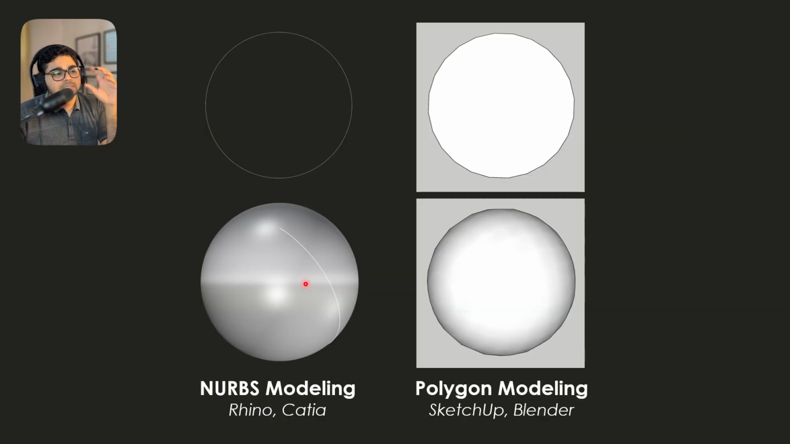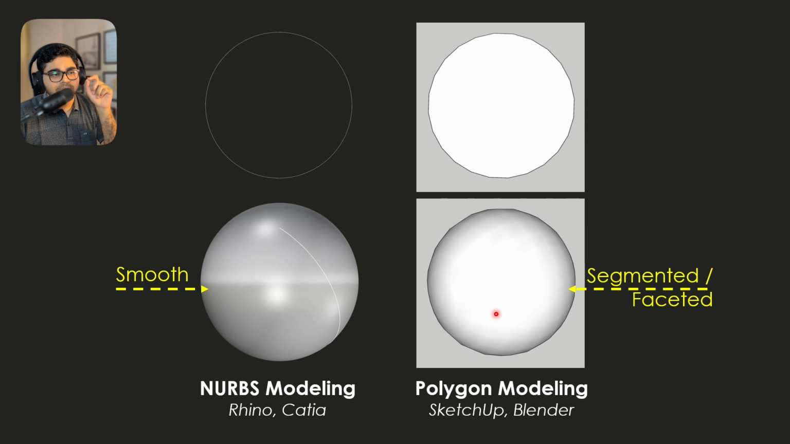So I try to compare this with another type of modeling, which is polygonal modeling. In NURBS modeling, we have tools like Rhino, CATIA and others. In polygonal modeling, we have tools like SketchUp, Blender, and there are others as well. And right off the bat, you will see that the output of Rhino is smooth, whereas the output from SketchUp is this segmented or faceted kind of polygons.